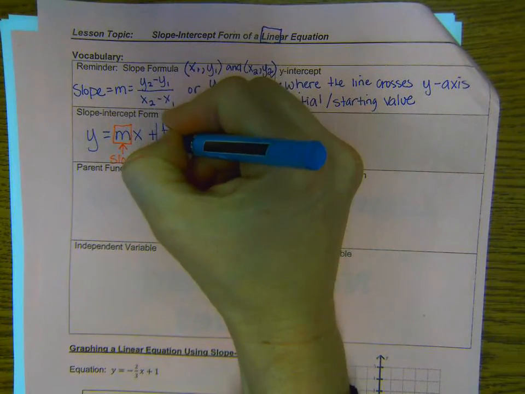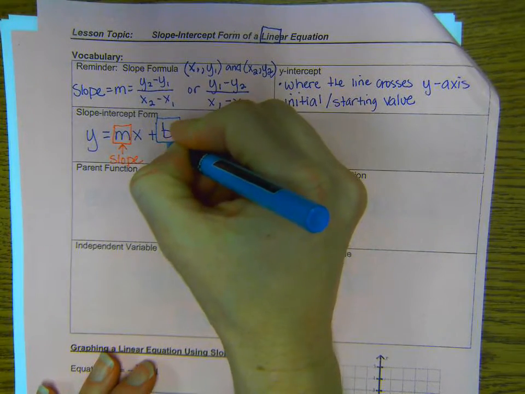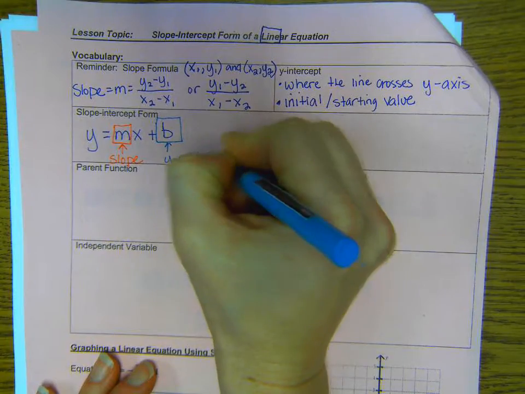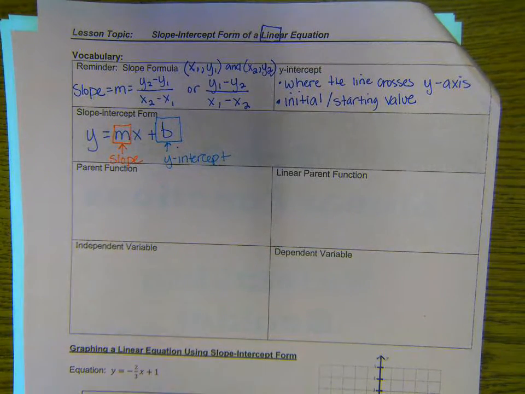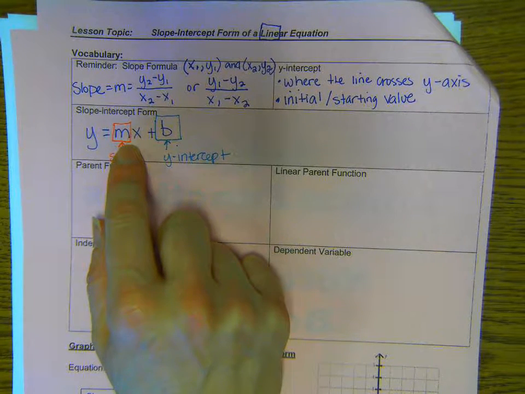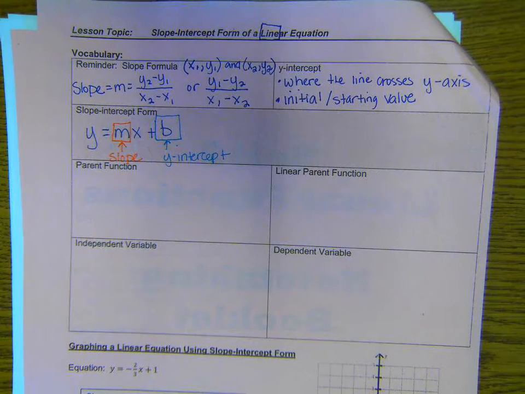Okay, so let's put a box around b. This is the y-intercept. Now, sometimes we don't see anything here. It's just y equals x plus something. Even though we don't see anything, if it was y equals x, what would be in front of x? A 1, yeah. So make sure you realize that.